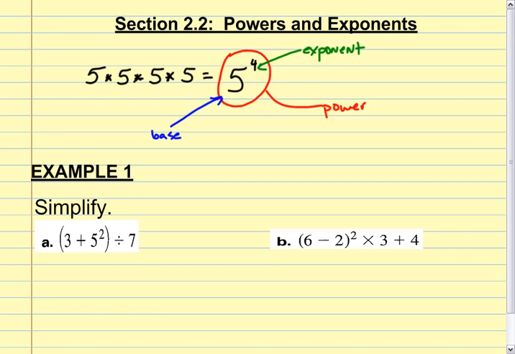All right, folks, at the top of the page, remember you're writing section 2.2, powers and exponents. Okay, that's what we're talking about today. Now you guys know what exponents are. We've been talking about them with the order of operations, right? They're the E in PEMDAS, exponents. But let's just practice with them a little bit, okay?